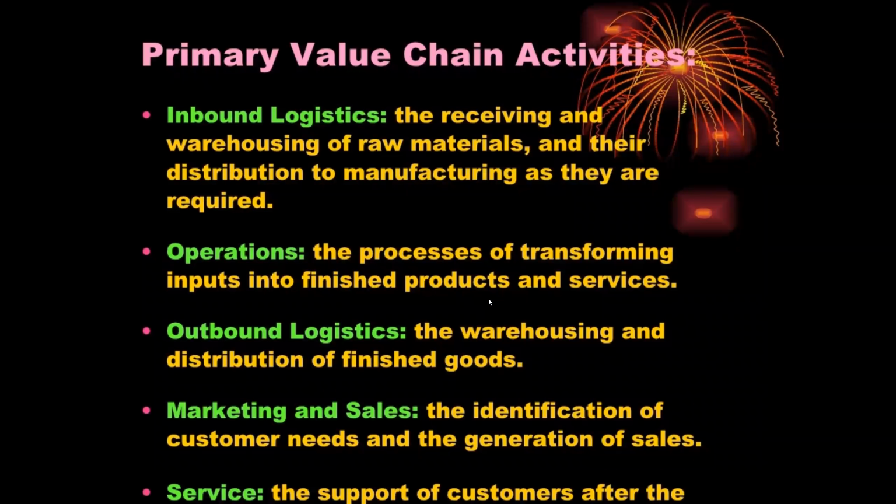So inbound logistics, if you're doing a company like Amazon, or even UPS, or Walmart. So not just Amazon. Amazon has a physical and digital. Walmart has physical and digital. Target has the same, and the list goes on and on. So they all have their robust logistics, receiving and warehousing of raw materials, and being able to distribute them as required, right? The operations, the process of transforming the inputs into finished products and services.